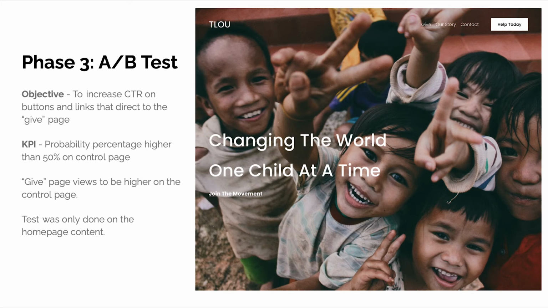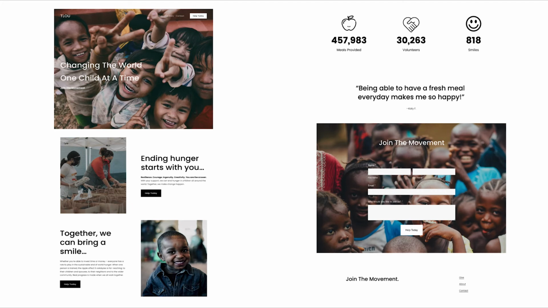And this test was only done on the home page. All the other pages, the give, our story or about us, and the contact, stayed the same for both versions. So this is the website. This is the home page for TLOU, which is an acronym for The Least of Us.